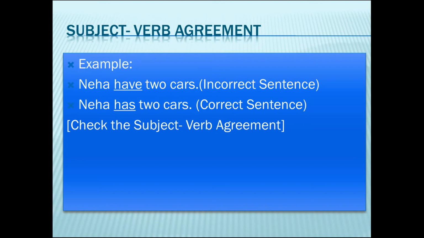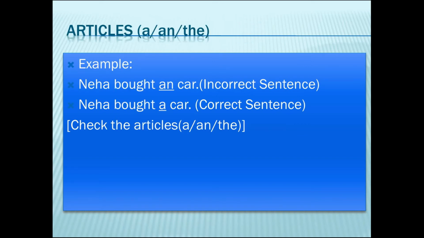Now, after checking tenses and subject verb agreement, then come articles. Use of a and the. Neha bought an car. Here the underlined word is an and you have to replace it. Now again, an is incorrect. The correct article to be used here is a. Neha bought a car. So you have to check the use of articles also.